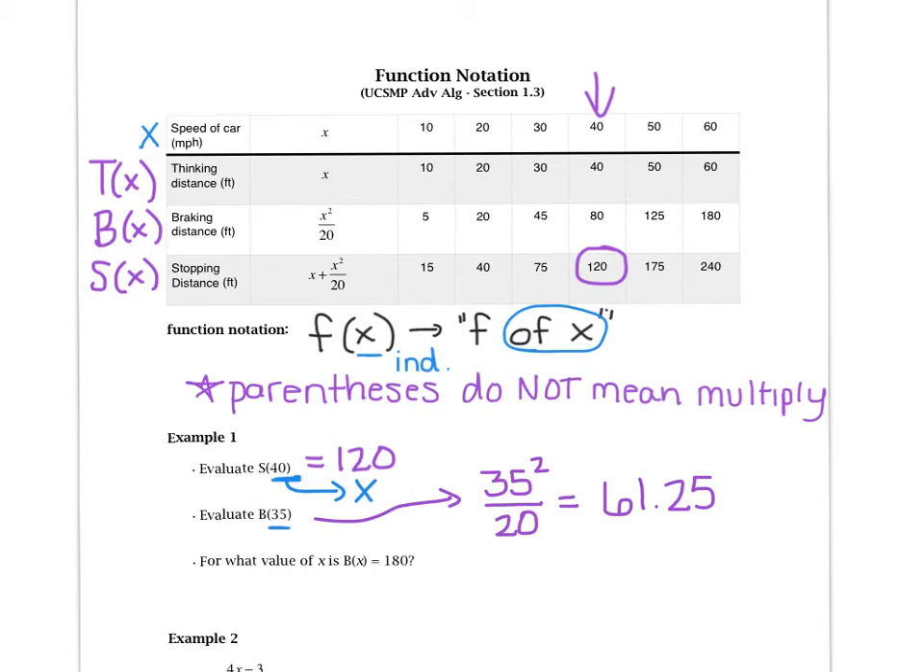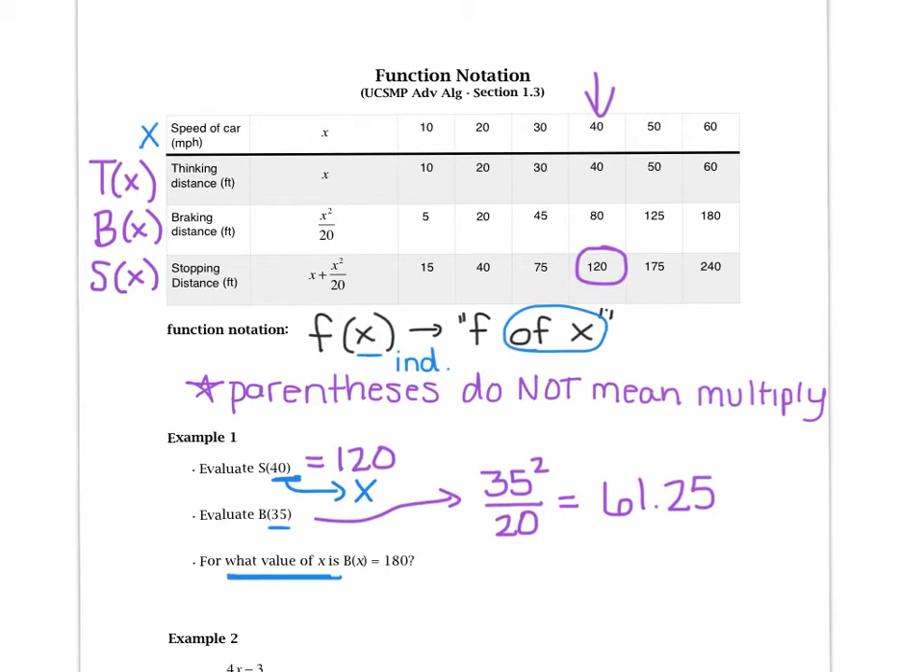Okay, now the next question's a little bit different still. Notice this question is asking you for a value of x. These last two were asking you for values of the function. So they were asking you for s, they were asking you for b. This one is saying, what value of x would I need to get an answer of 180? So notice it's not giving you the number to put in for x, it's asking what x would you have to put in to get 180 as an answer.